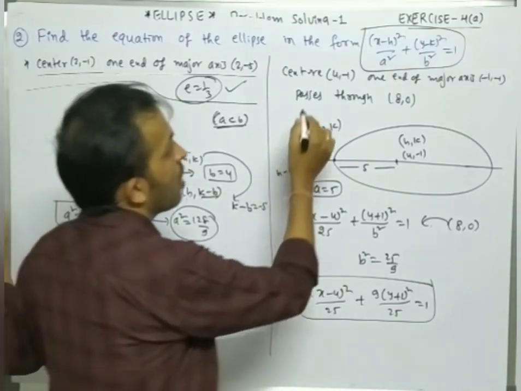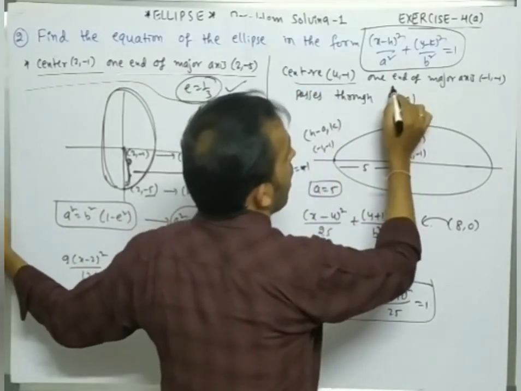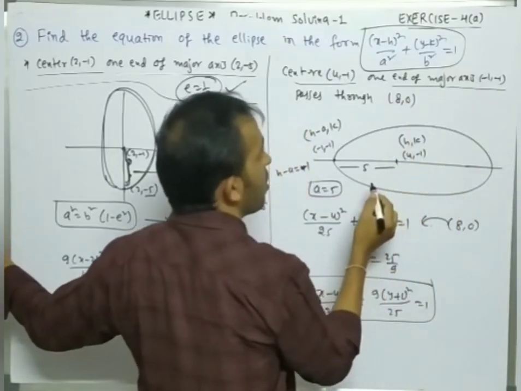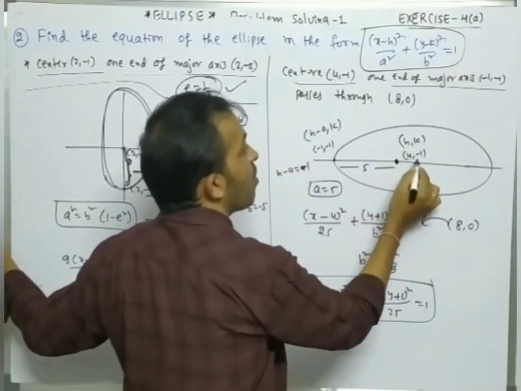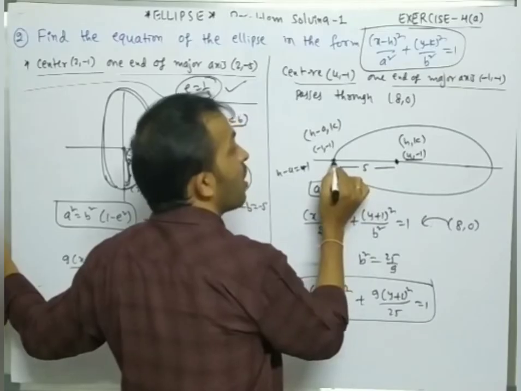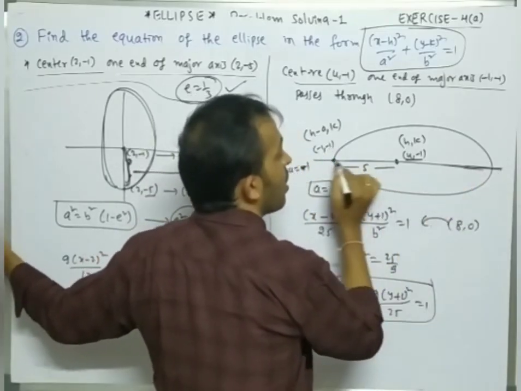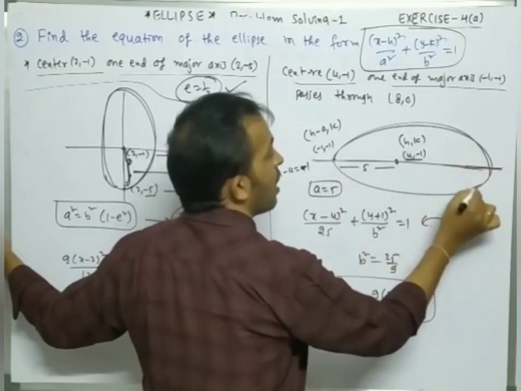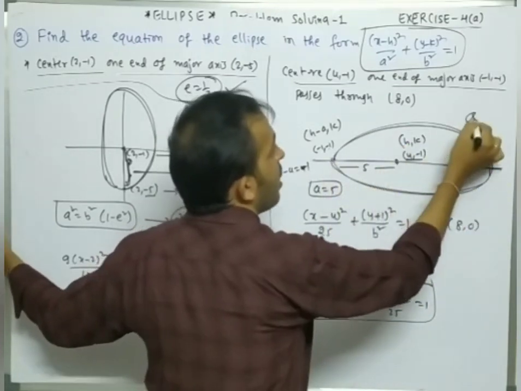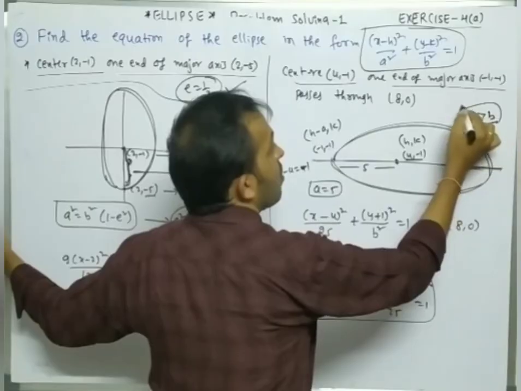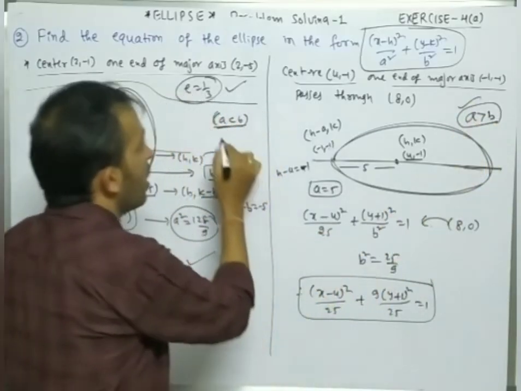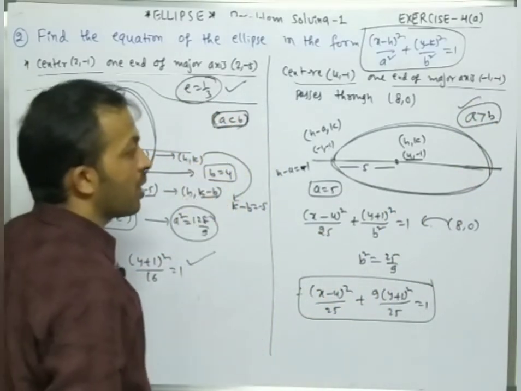Next, center 4 comma minus 1 and end of the axis minus 1 comma minus 1. Center is 4 comma minus 1 and one end is minus 1 comma minus 1. So this is the axis. So then we will get ellipse like this. In this case a is greater than b. So this is the thing we should understand. Either a is less than b or a is greater than b.